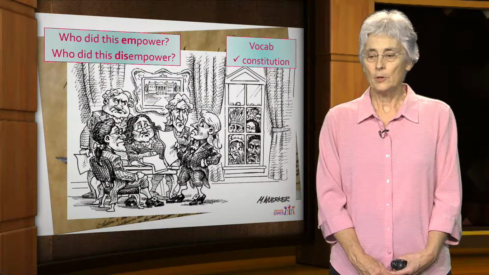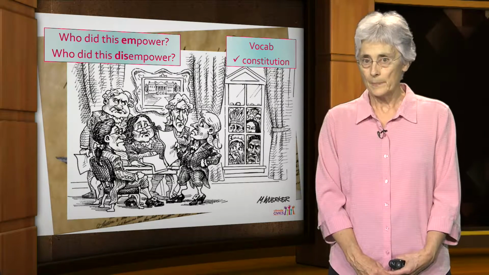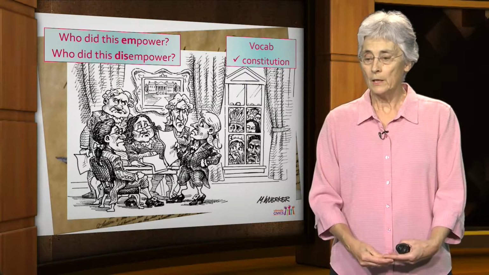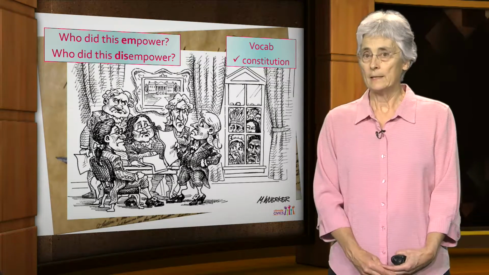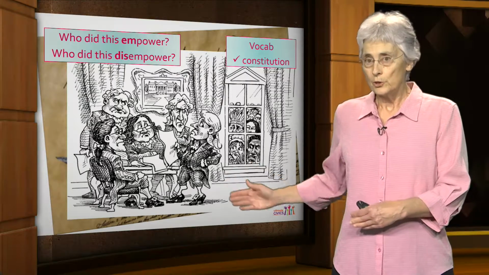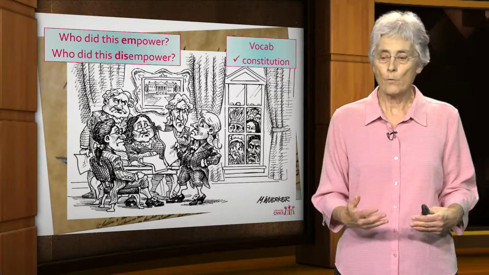were not at the table. In fact, the people at the table only represented 4% of the population at the time. They were rich white males with property. That left 96% of the population kind of out of the Constitution. The Constitution disempowered 96% and empowered 4%.